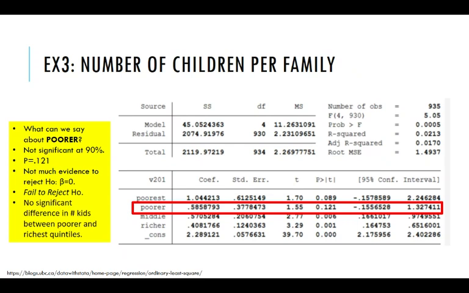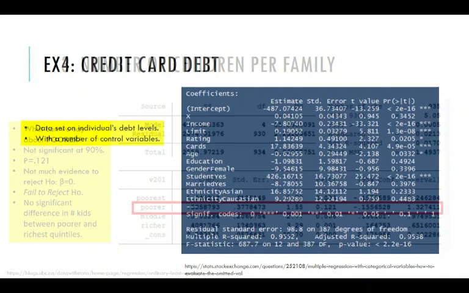That means, with respect to our study, we would say that there's no significant difference in the number of kids between families in the poorer classification and in the richest quintile, right? That we can't say there's any statistical difference, which means number of kids for families in the poorer quintile and in the richest quintile do not statistically differ.